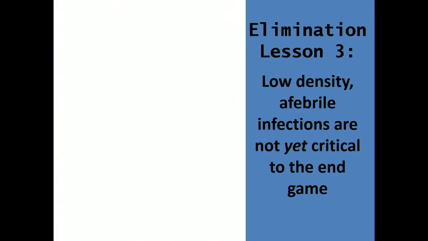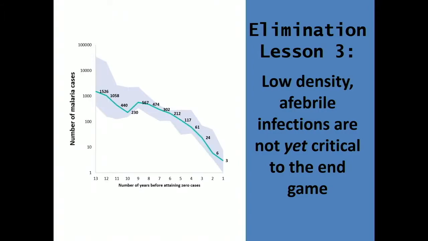So finally, last lesson: low-density afebrile infections are not yet critical to the end game. And why do I say that? Well, this graph here shows countries that succeeded in eliminating. There are 15 countries in this graph, and the dark line shows the median number of cases that these countries reported in the years leading up to elimination. So elimination occurred in year 0 here.